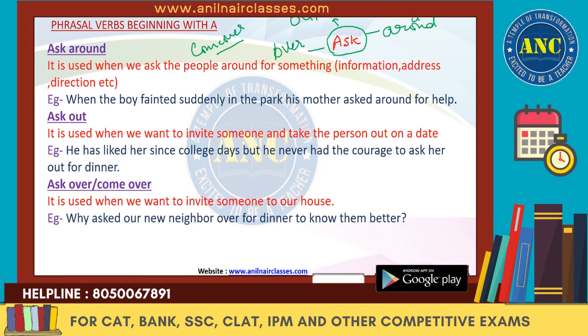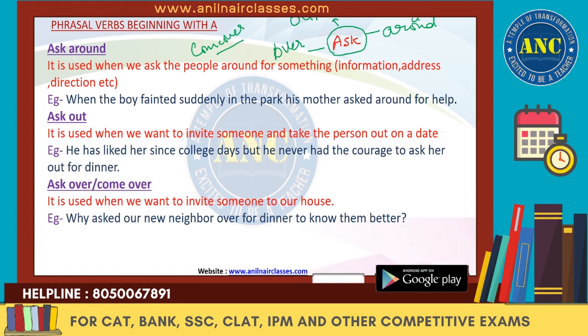Once you have asked around, you asked everybody about the information, the address, the direction, everything you have collected. Now you ask that person out for a date, right? Then after that date is over, you ask him or her to come over. You ask over to come to your house. You invite that person to come to your house. The other thing for that is come over. Come over also means come to my house. Fine. So let's go through the slide now.